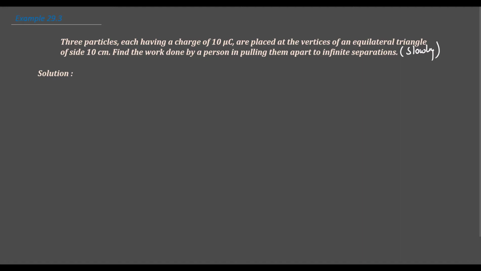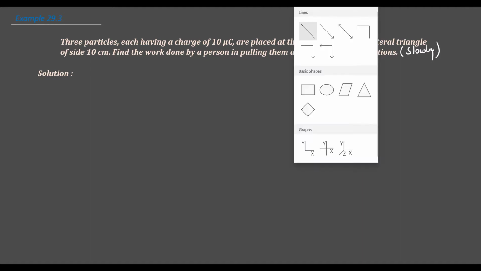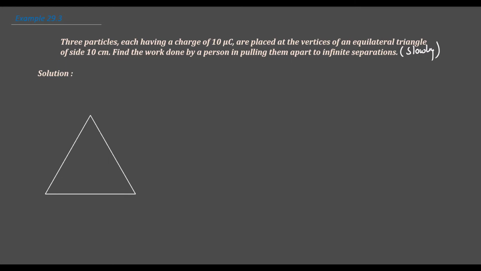So let us see. If I make a triangle, let's suppose this is our equilateral triangle. I'm going to name the vertices: this one as A, this one as B, and this one C. Now, what is given? The charge. Let us assume the charge is Q, and Q. The value of Q is given as 10 microcoulomb, and microcoulomb is nothing but 10 to the power minus 6 coulombs.